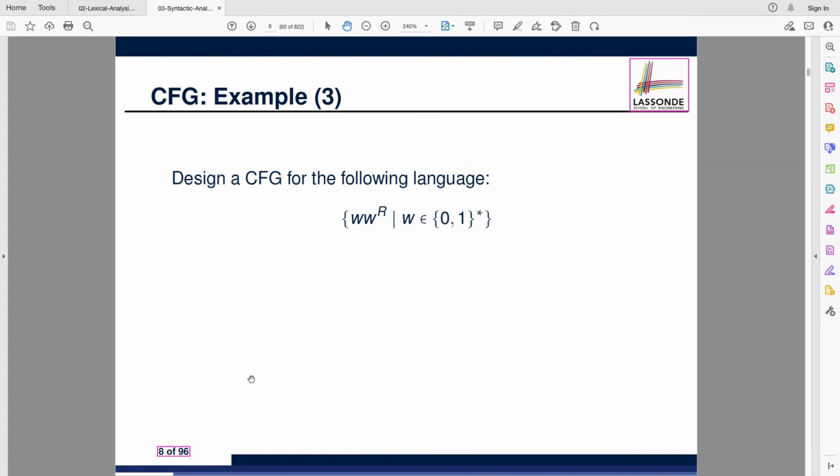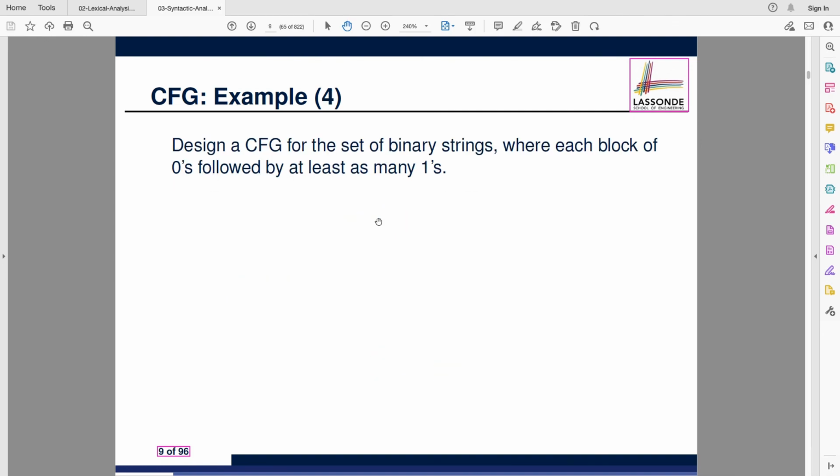Okay, you can study this one here. And this one is about you having a word followed by its reverse. That one is also very straightforward. Okay, I'll give the solution to you. You can study that. And this one here is interesting.